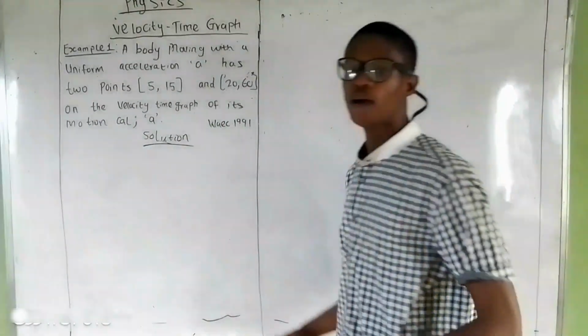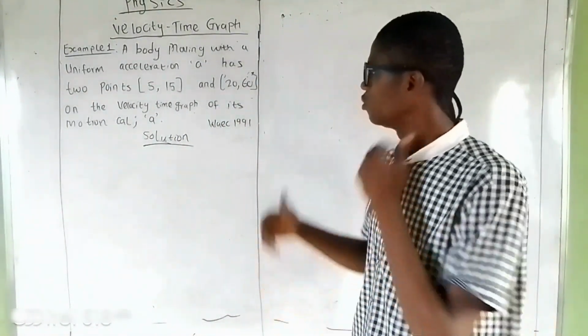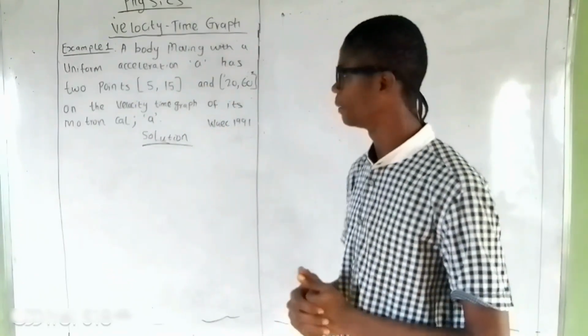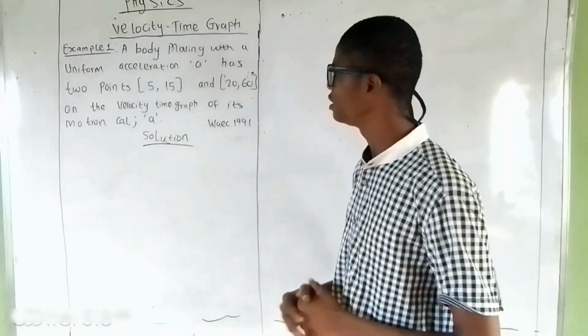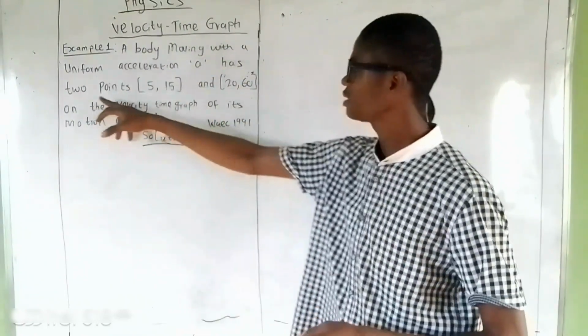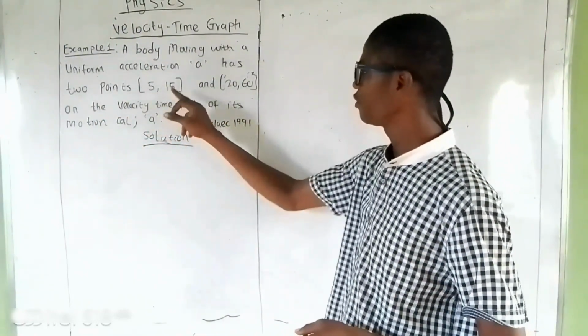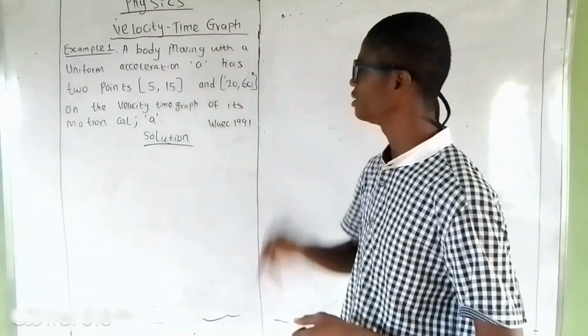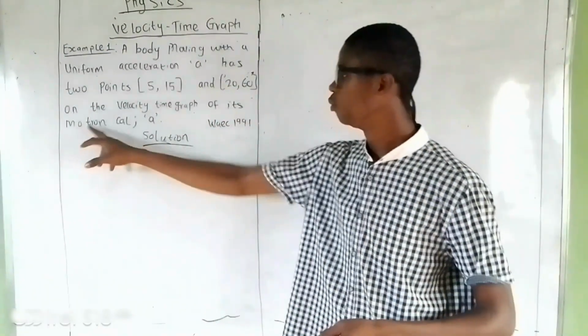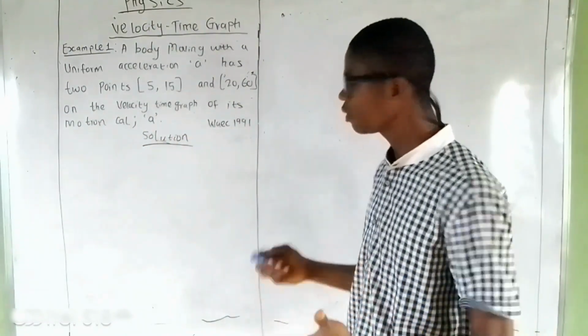So here we are with an example from WAEC 1991. How are we going to be solving this? We have that the body was moving with uniform acceleration. It has 2 points, (5, 15) and (20, 60), on a velocity time graph of its motion. Calculate the acceleration. So how are we going to be doing this?